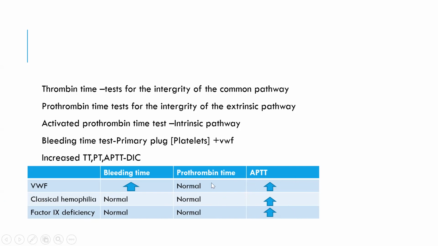So remember, when TT, PT, and APTT are elevated, think DIC. When it's bleeding time and APTT, think VWF. When it's APTT only, it's hemophilia, either hemophilia A or B.